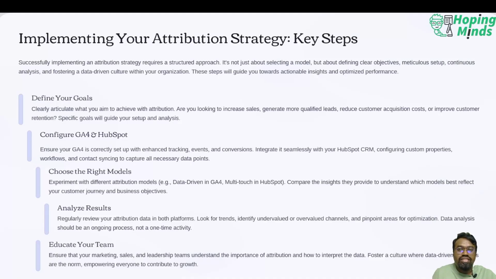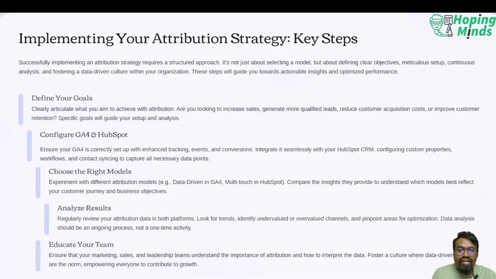Now, how does it specifically help in attribution strategy? Successfully implementing an attribution strategy requires a structured approach. It is not just about selecting a model, but about defining clear objectives, meticulous setup, continuous analysis, and fostering a data driven culture within your organization. These steps will guide you towards actionable insights and optimized performance, so that you understand each and every aspect of a customer's life cycle.